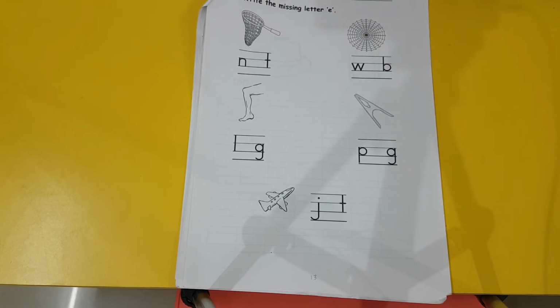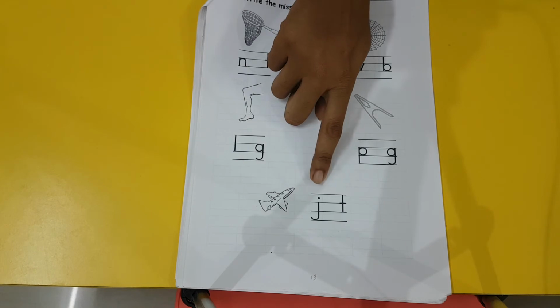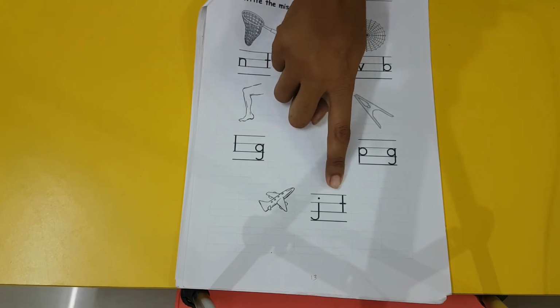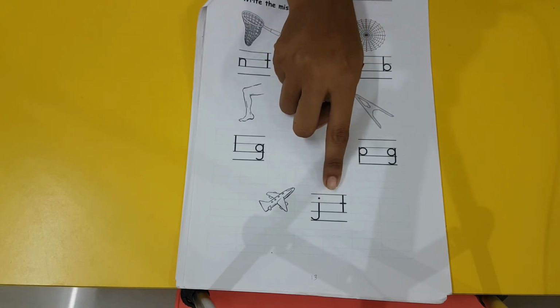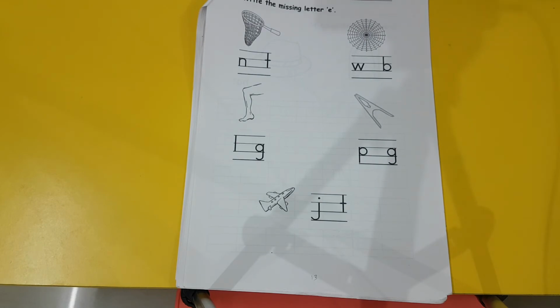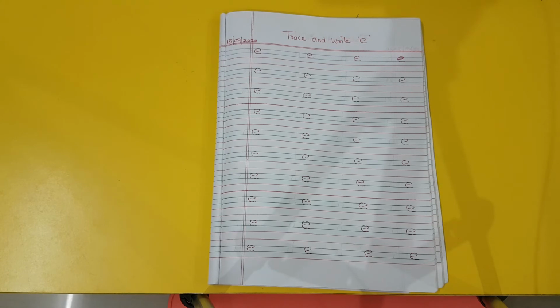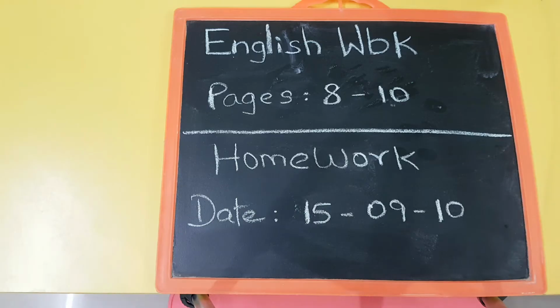Then you have jet. Can you hear the sound in the middle of jet? In the blank, you write the sound that you hear there. Jet. Yes. You will be doing those 3 pages today, and tomorrow for homework you will be tracing a, which is dated 15/9/2020. This is for your reference.